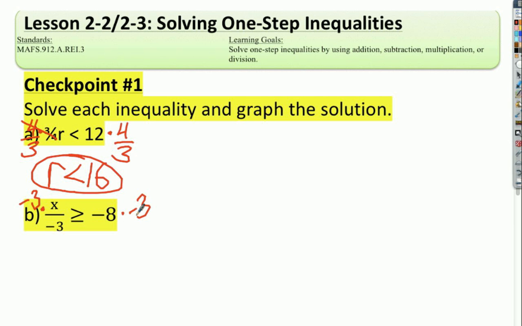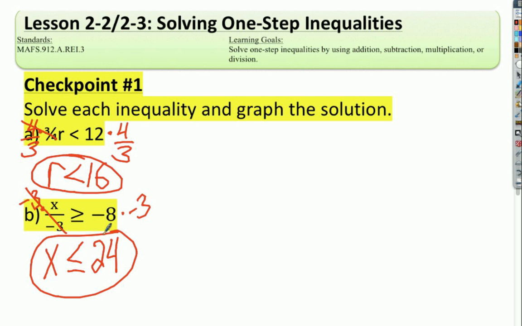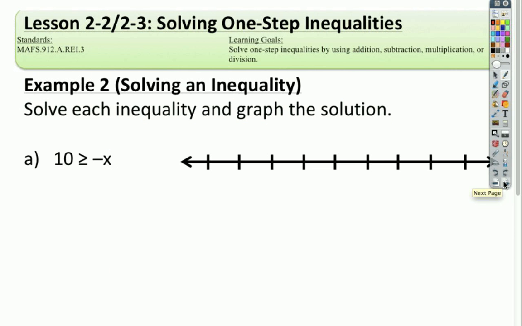Multiply by -3. That cancels out, but what did we just do? That's important, Jesse. And so what do we have to do? Flip the symbol. X is less than or equal to, and now -8 times -3, positive 24. Any questions or comments about either of these? Good, let's take it to the next level. Example 2.